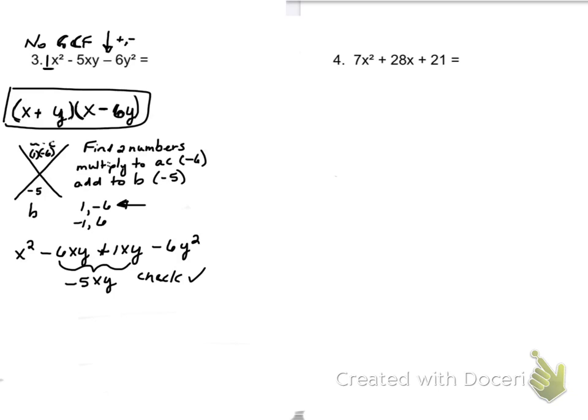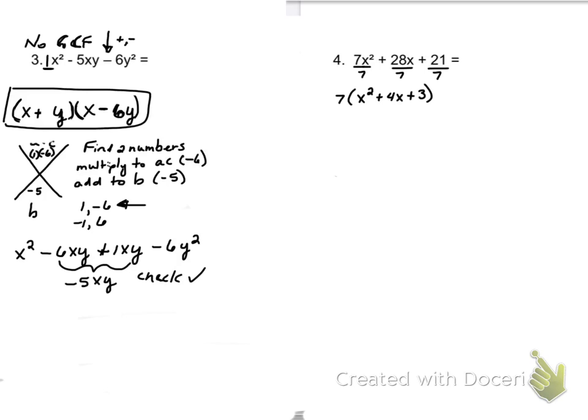Again, we have 3 terms, but this time we have a greatest common factor. The number that these will all divide by would be divisible by 7. 7 is a factor of all those numbers. So when I divide everything by 7, remember you have to write the 7 in front. And you're going to be left with x squared plus 4x plus 3.